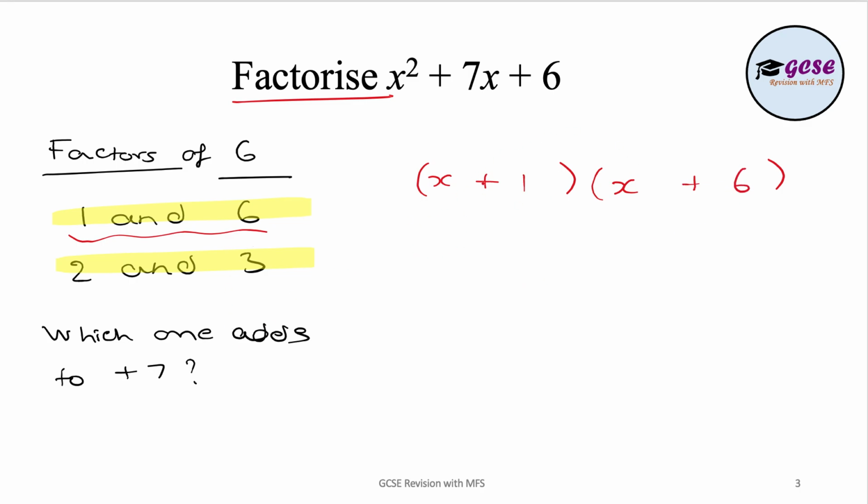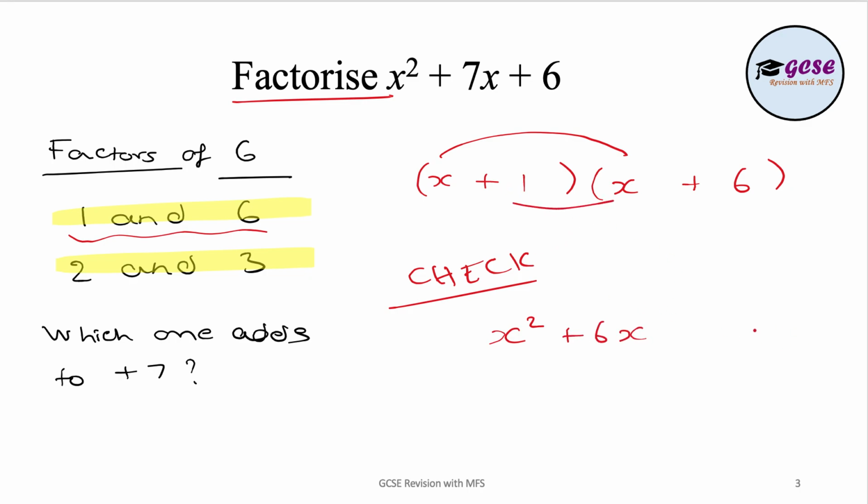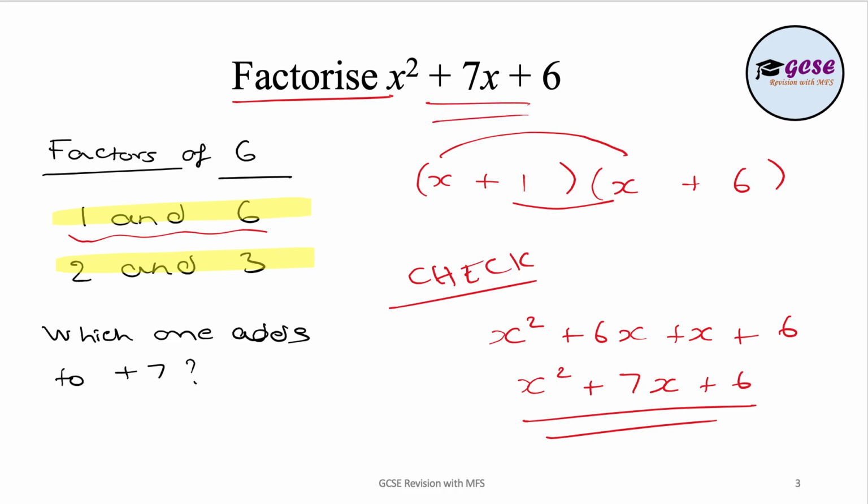Okay, to check our answer, we can expand the brackets. So x multiplied by x is x squared. x multiplied by 6 is positive 6x. 1 multiplied by x is just x, so add x. And then 1 multiplied by 6 is add 6. Simplifying that, x squared, 6x add x is 7x, so add 7x. And then you've got the add 6 at the end. Okay, and that's the same as this, so we know that this is correct.